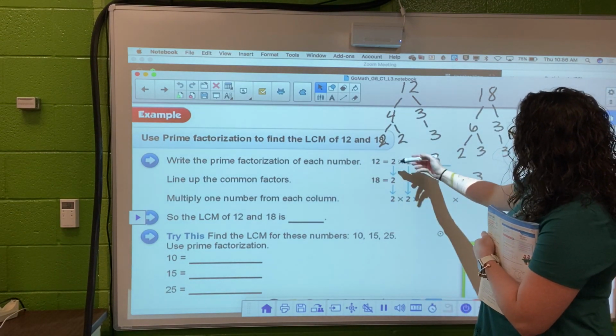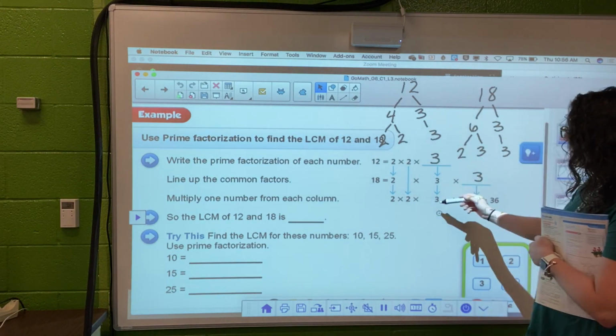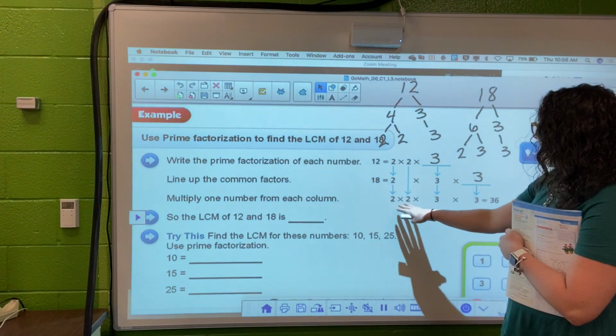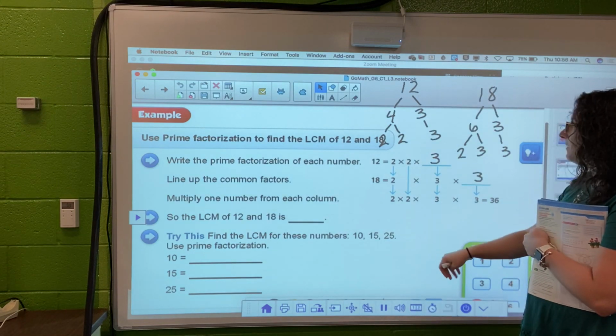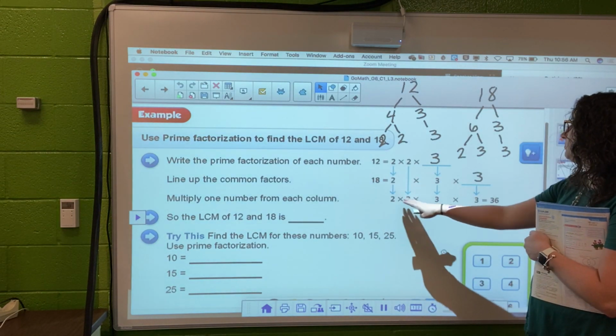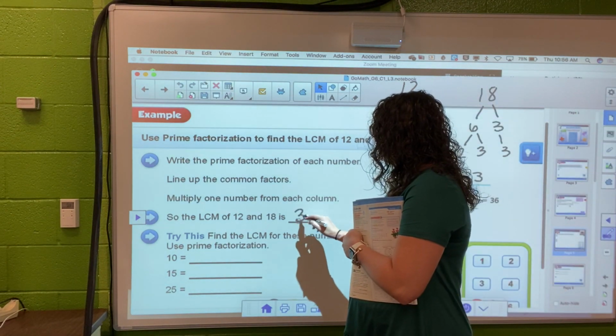Now what they did was they drew these arrows to show that they are bringing every one of those prime factors down to be multiplied together. So the least common multiple of 12 and 18 is 2 times 2 times 3 times 3, which is 36.